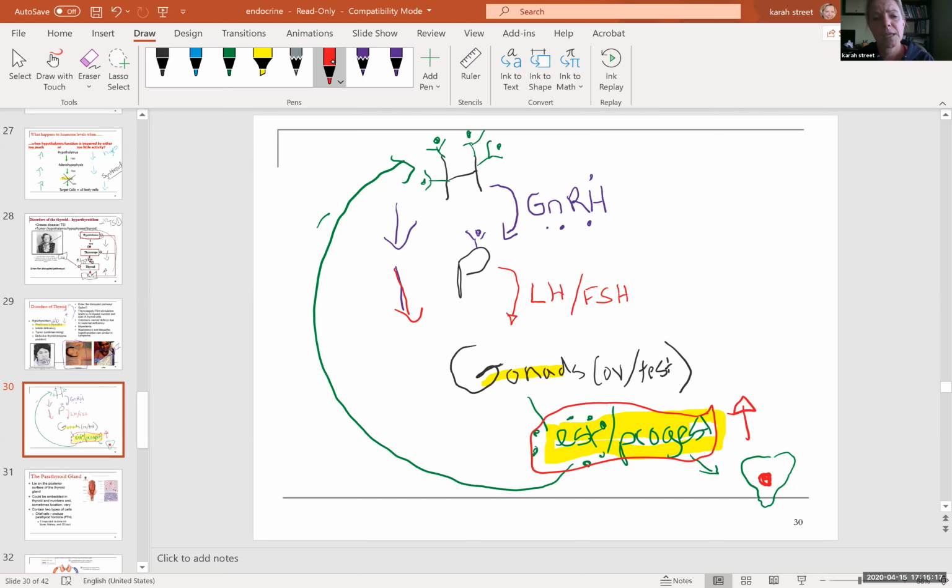That's negative feedback inhibition failure. We do not want that to happen. That's rare that it happens, but it has happened. So ladies, you taking birth control means you're telling your brain you're already pregnant and you shouldn't ovulate again.